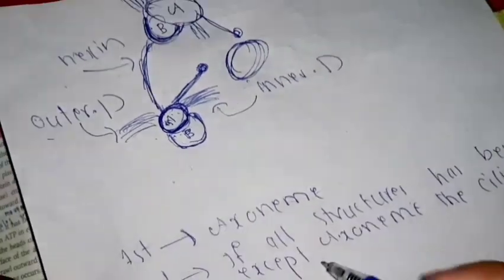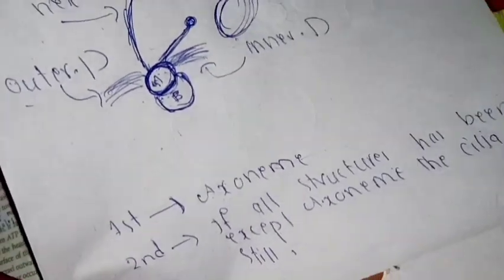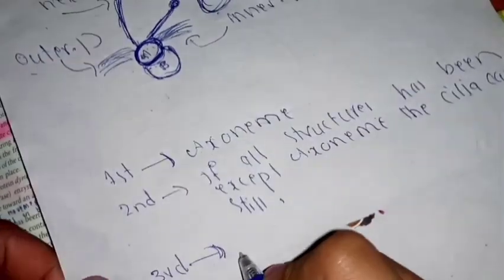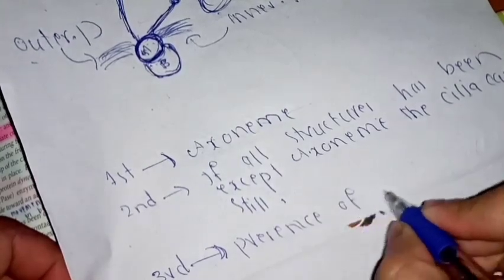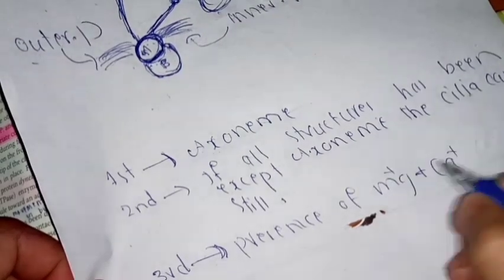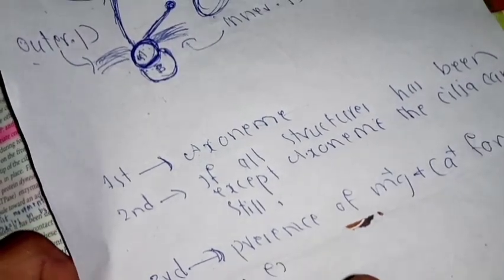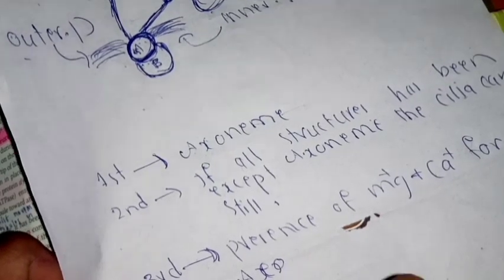The third point is, if all the structures have been removed except axoneme, the cilia can beat if magnesium and calcium are present. For the axoneme to beat, magnesium and calcium are necessary.